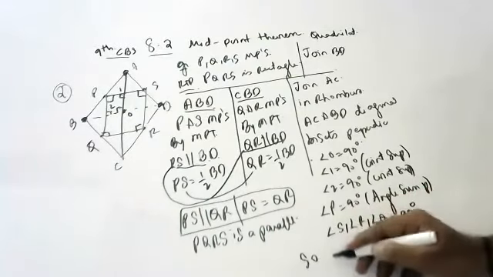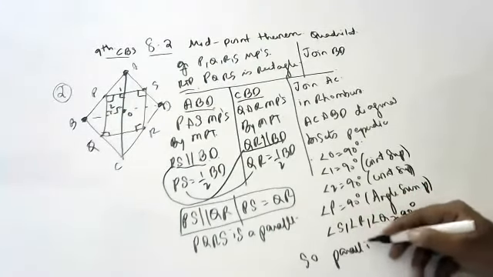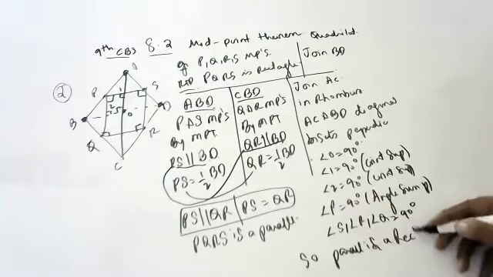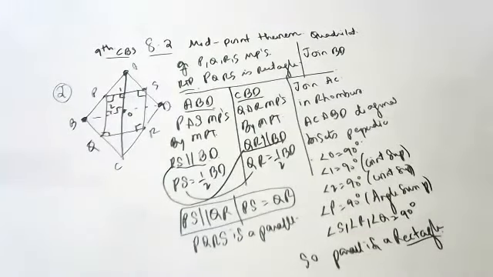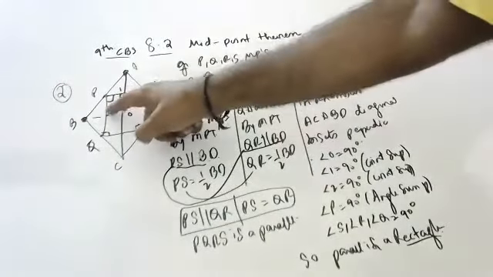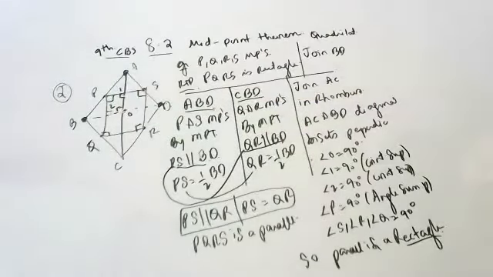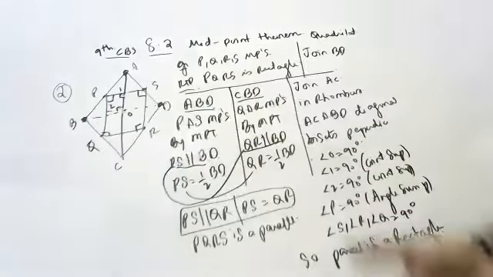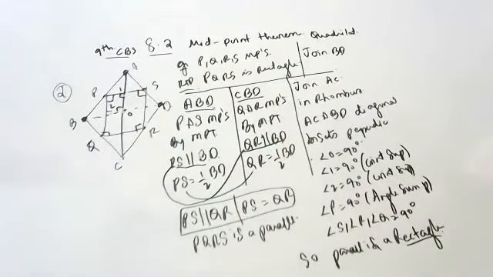So a parallelogram having one angle 90 degrees is a rectangle. Very good. So like this you have to mention it. If three angles are 90, automatically P will become 90 by the angle sum property. If P, S, Q, R are 90, the parallelogram is a rectangle. That's it.